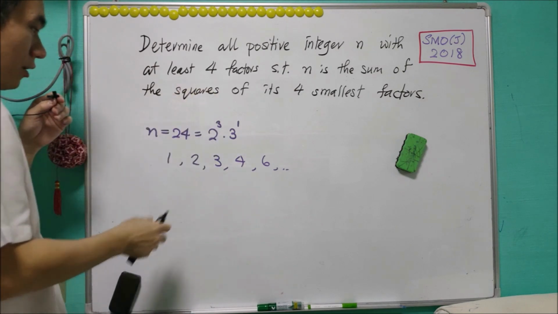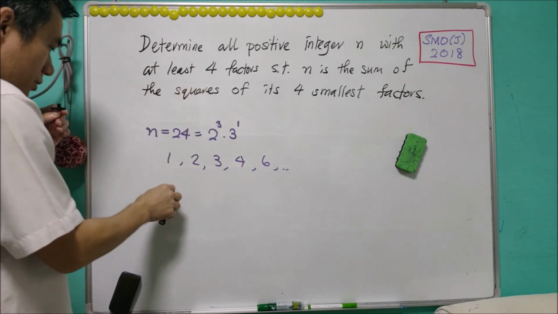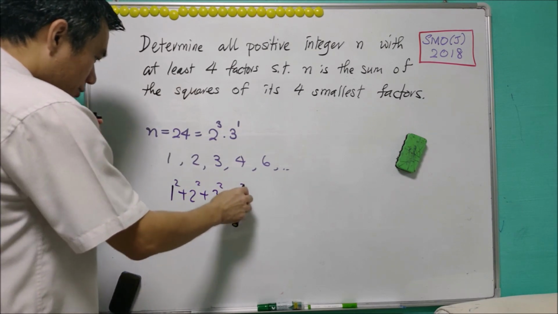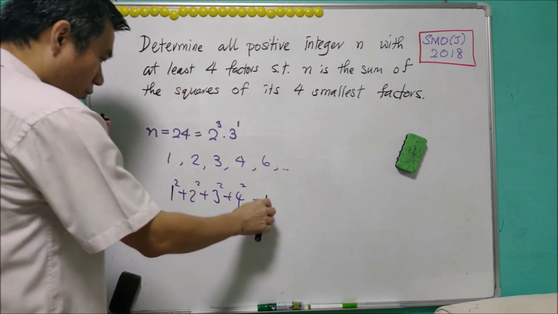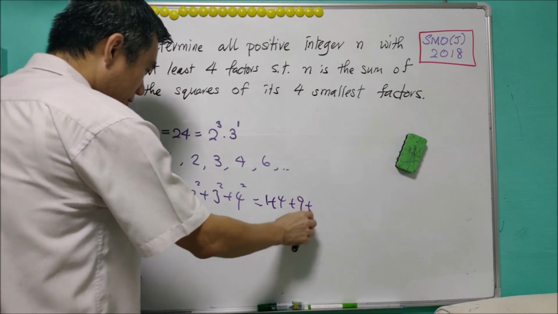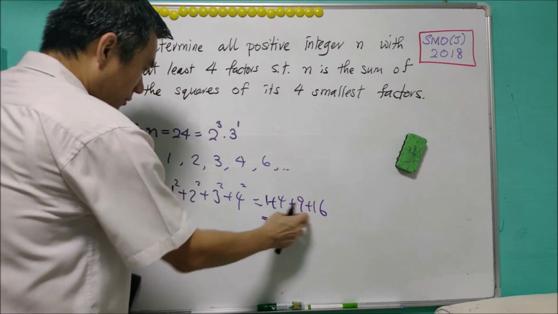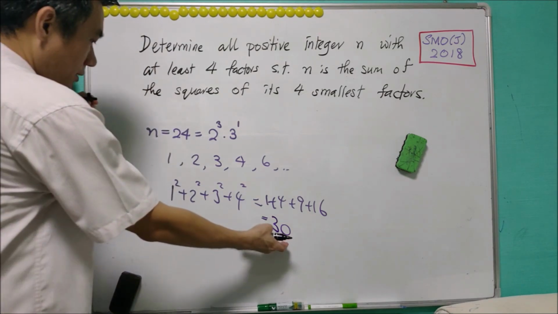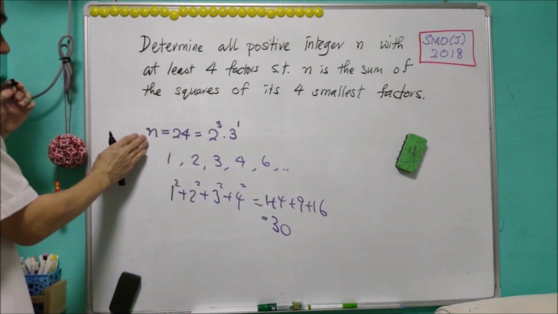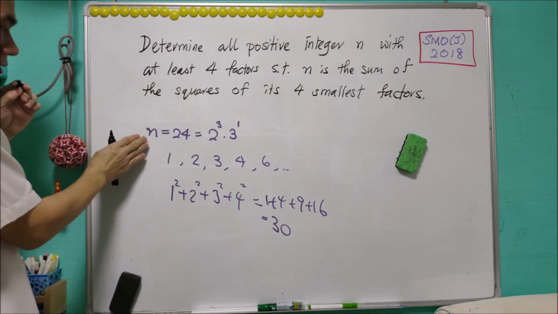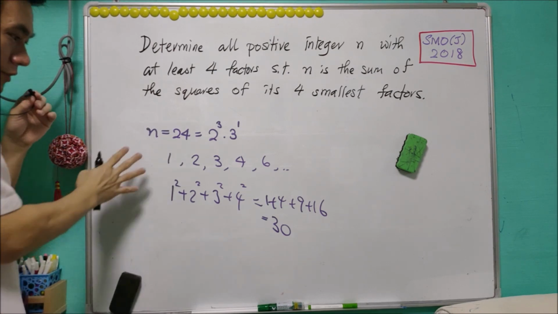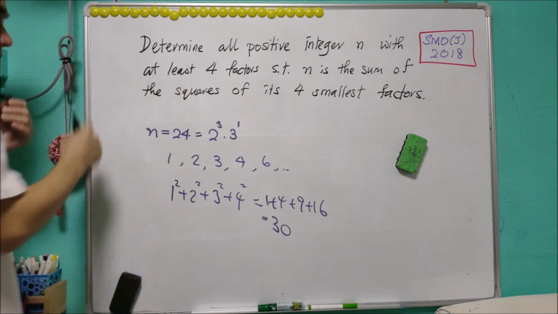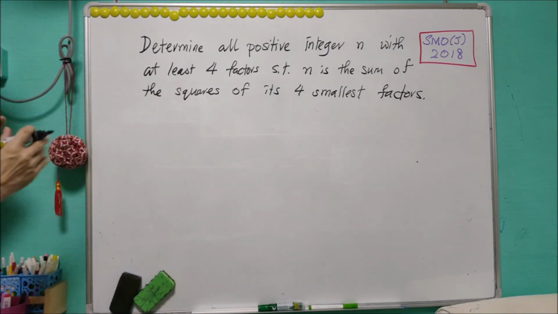The sum of squares of 1, 2, 3, 4 is equal to 1 squared, 2 squared, 3 squared, and 4 squared. This is equal to 1 plus 4 plus 9 plus 16, and it turns out that this is equal to 30. Unfortunately, 30 is not equal to n itself, so this is not the n that we want to find. With this example, I hope that you have a better understanding of the question itself.